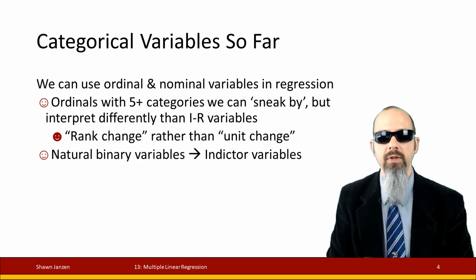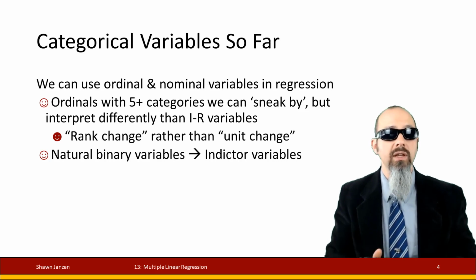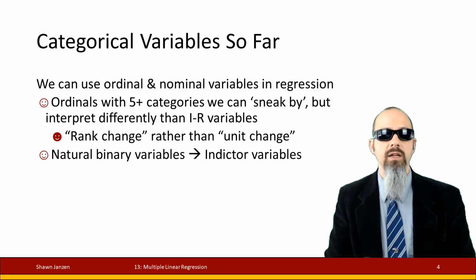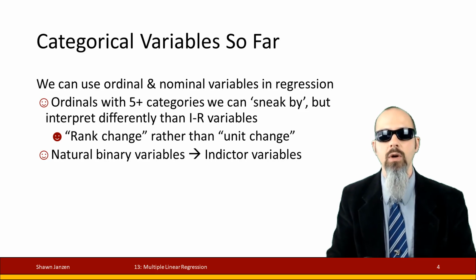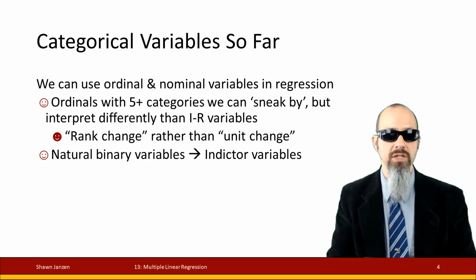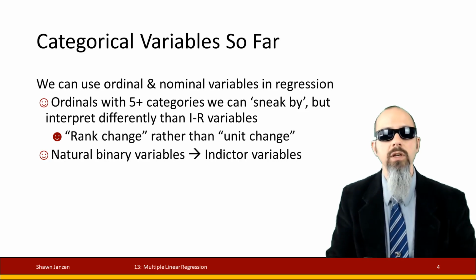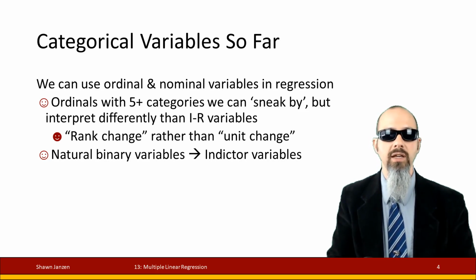So just to recap a little bit, what we know about using categorical variables in regression so far is that we can do it. It's okay that we can do it with the ordinal variables that have 5 or more categories. We're going to sneak them through under the radar as if they were interval or ratio. And when we do so, we just have to keep in mind the interpretations change a little bit. Instead of talking about a 1 unit change, like miles per gallon of gas or seconds on the clock, in that case, we're talking about rank changes, group changes.